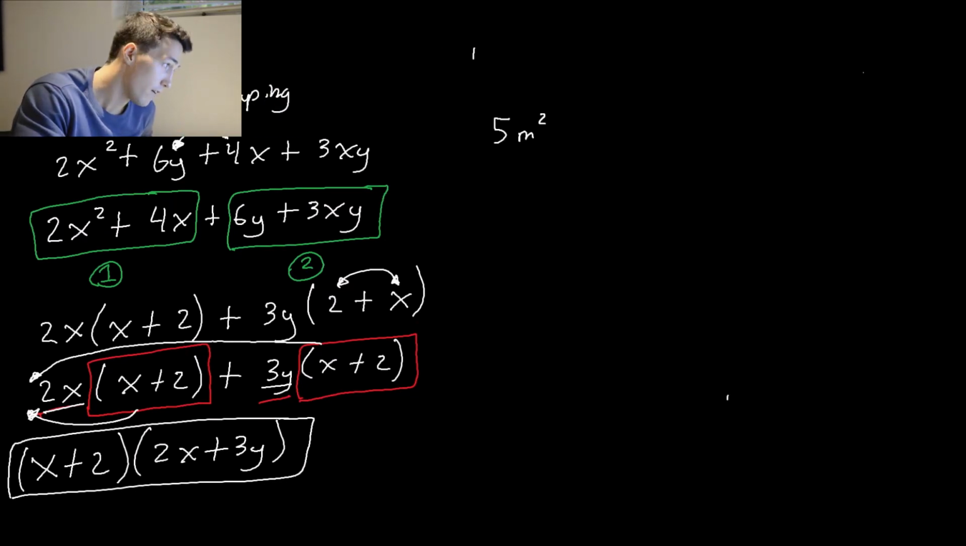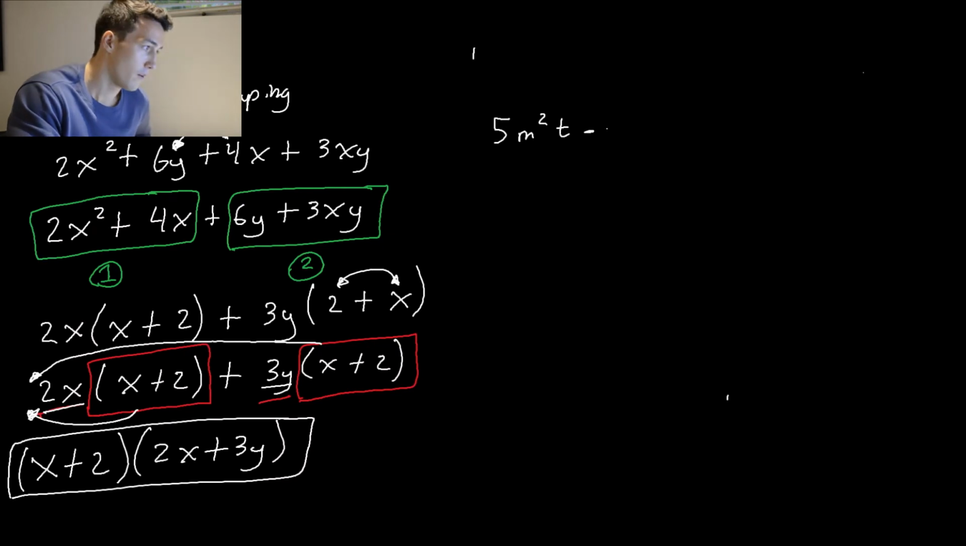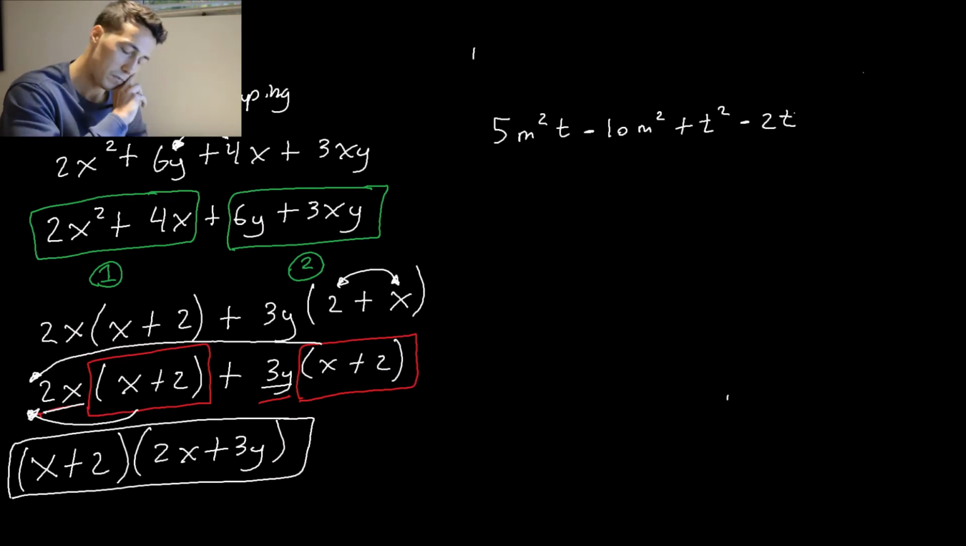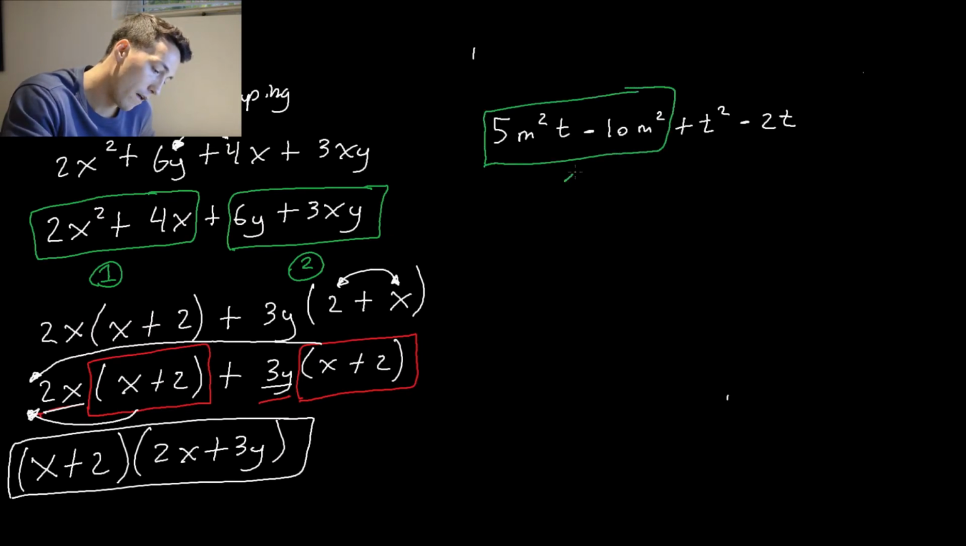So we're going to write 5m squared t minus 10m squared plus t squared minus 2t. Looking at this, we see that the coefficients we can definitely not factor out, right? Because the 5 and the 10 would work, but there's only a 1 for this t squared. So if we took out a 5, it wouldn't work, and similarly with this 2, it wouldn't work. So we have to look at factor by grouping again. And so what we're going to do is group these two together as group 1, and these two together as group 2.